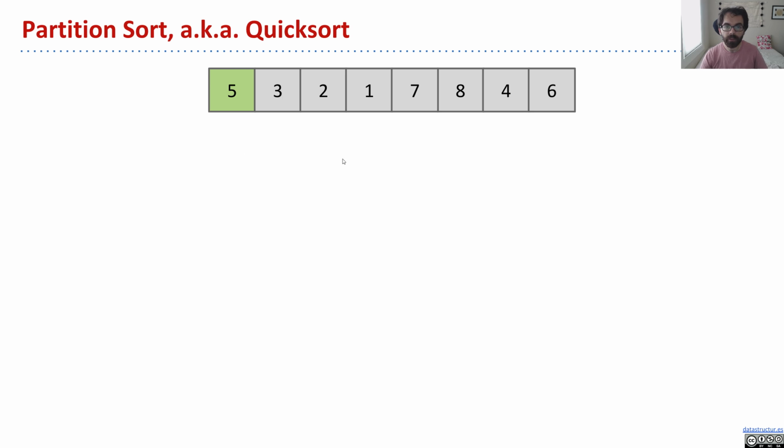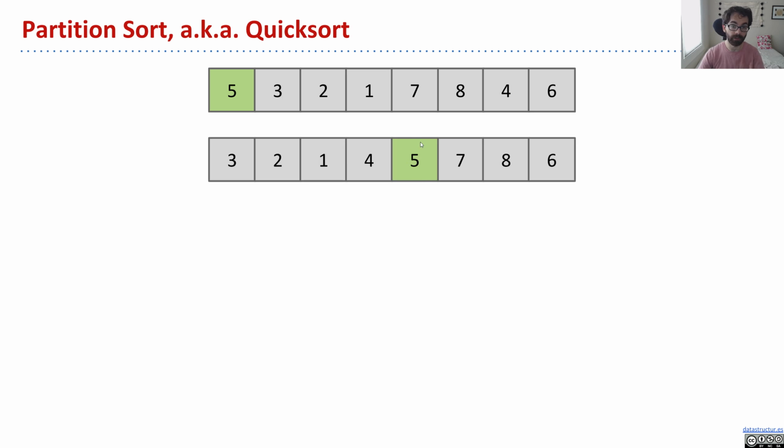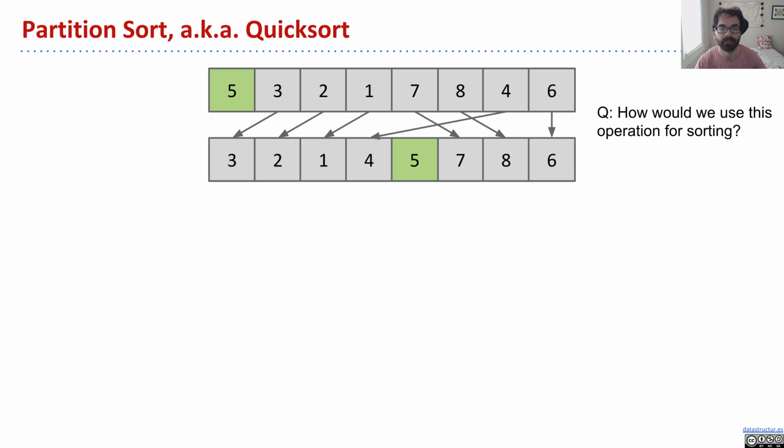As you know, that means getting 5 into a location where everything to the left of it is less than or equal to, and everything to the right is greater than or equal to. You can think of these as the red items, 3, 2, 1, 4, and 7, 8, 6 as the blue items. So how is this useful for sorting? If we look at it, a bunch of stuff moved around, but it is not sorted. So what do we do?